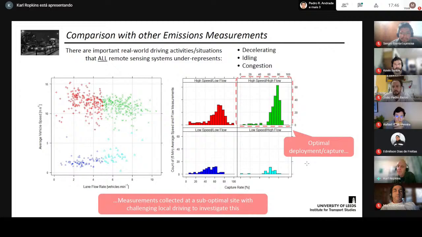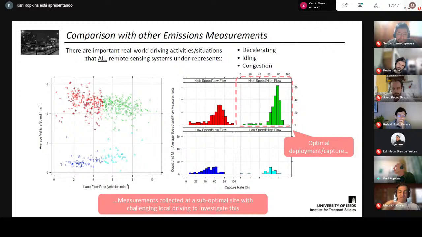And when they're deployed in the field, you typically deploy them somewhere where the vehicles are under high load to get a nice big plume. This means you're typically deploying them in a situation like the one here, where you've got a high speed and a high flow in your measurements. This is data capture rate along the bottom. So here we've got nice data capture rates up in the 90s. We've got loads of data capture there. Some of the other conditions, the lower speed or the lower flow, for instance, we get much lower capture rates.